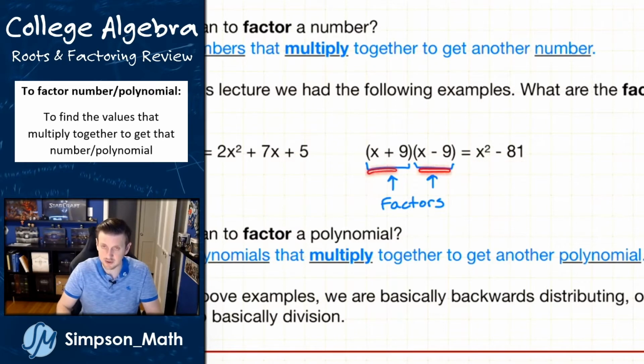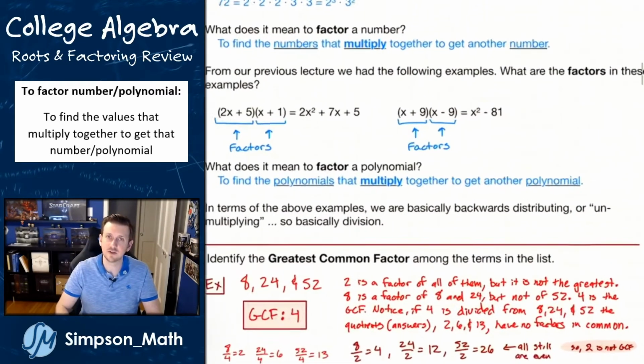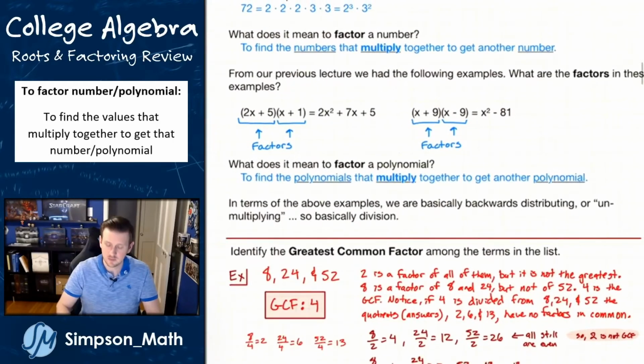So if I was to multiply those together to get this, I would get that. And these are factors. So what does it mean to factor a polynomial? Well, it means to find the polynomials that multiply together to get another polynomial. Another way of thinking about this, instead of in terms of multiplication, we're basically backwards distributing or unmultiplying, so division. So to find the factor, we're ultimately going to be dividing.